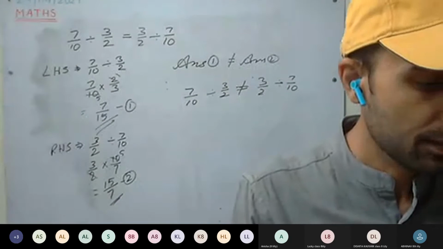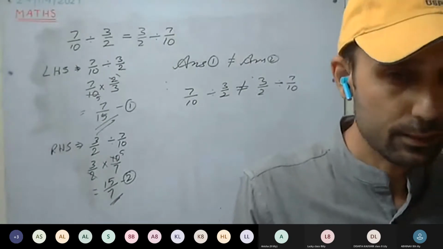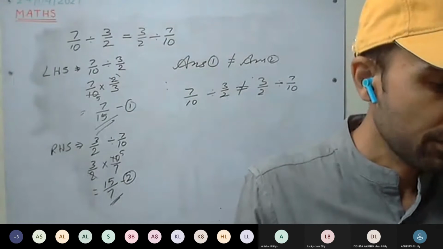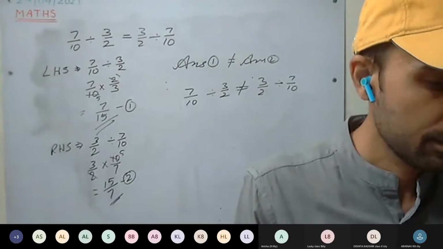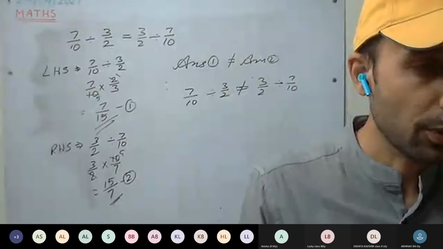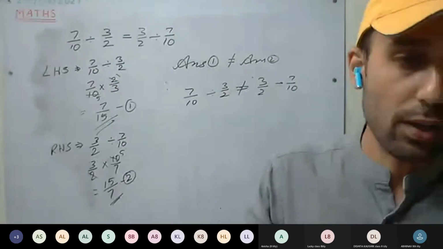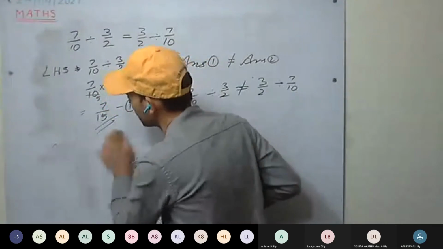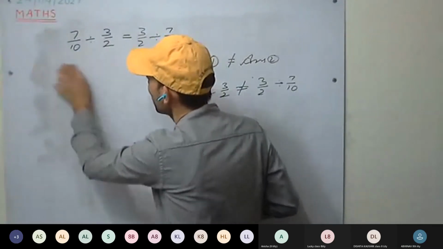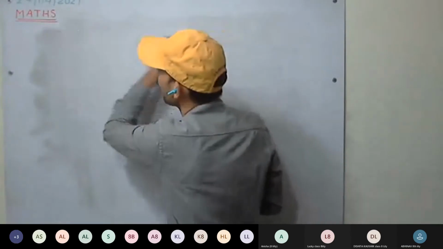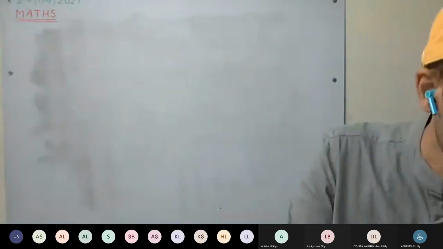Fifth one. Everyone solve the fifth one. False. It's the associative property. We will solve this fifth one and then we will end the class. Sixth one you do as homework. Okay, associative property. We'll do it very fast.